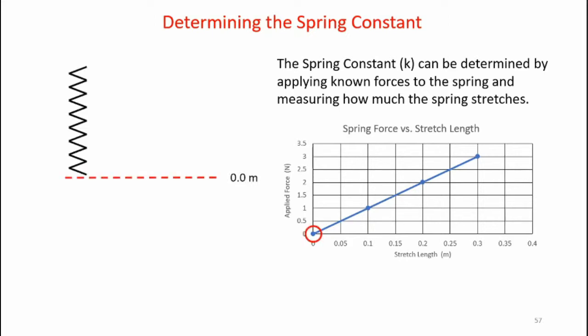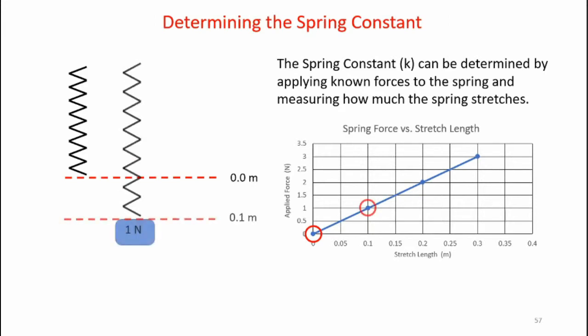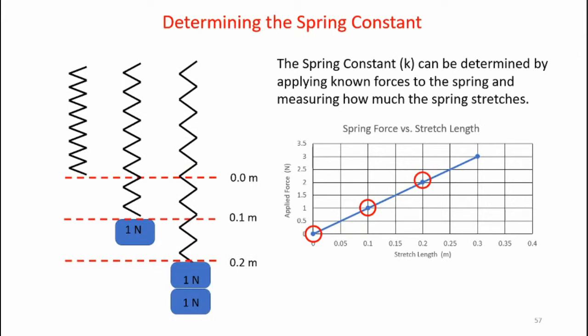Here's a relaxed spring. It has 0 deflection, so it's 0.0 meters. We apply a known force to the spring, it stretches, and we say it stretches 0.1 meters in this case. Plot that on the graph. Apply more weight, measure deflection, and plot that.